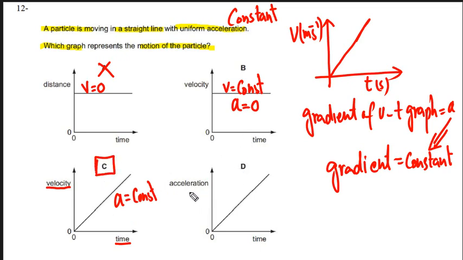But if we look at D now, this is telling us that acceleration is not uniform, it is non-uniform, it is increasing with time. So D is not the answer because D is non-uniform. So this is not our answer. So our answer for this question is C.